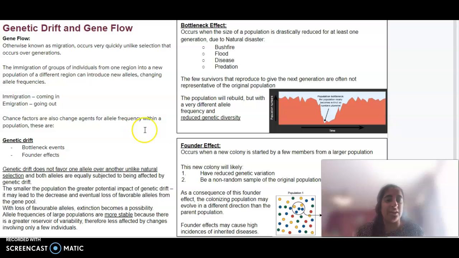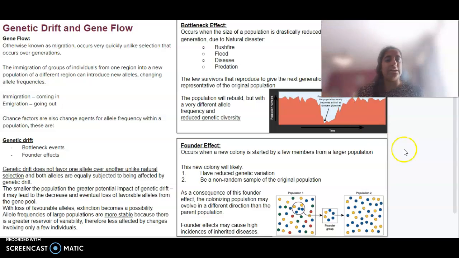So we've got a diagram here that sort of shows our population numbers. Some bottleneck impact event has occurred. Okay, our population drastically reduces, and then over time that population builds up, but the variability in that might be a lot less than that original population there.